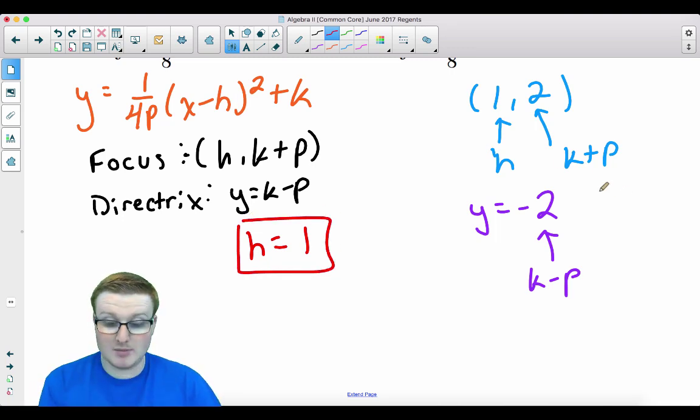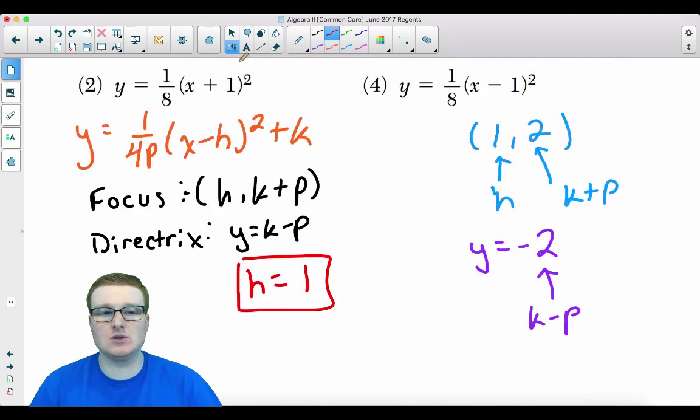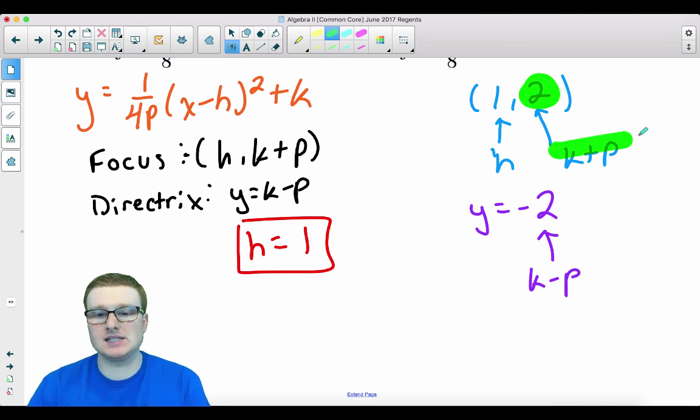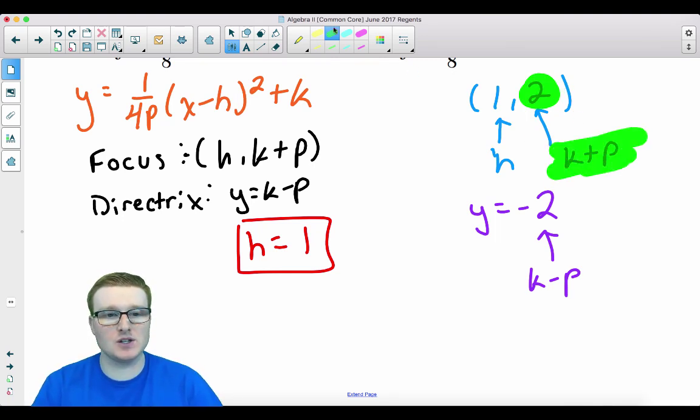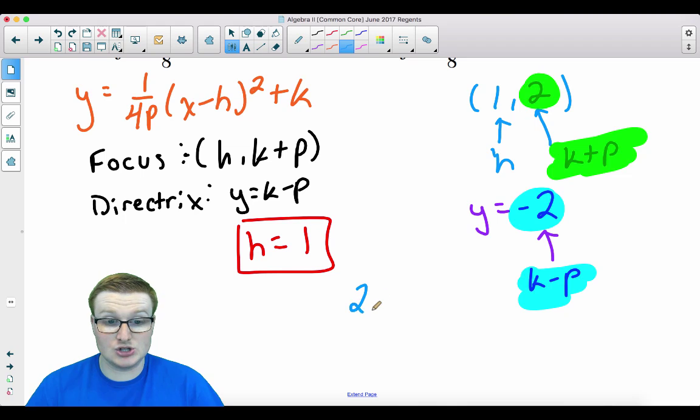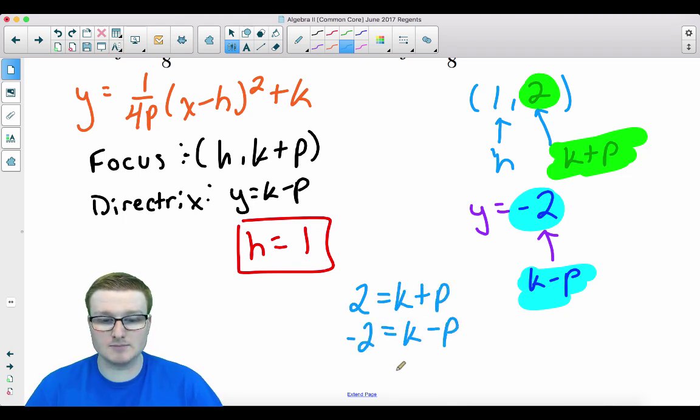But we got a problem here. There's no way that we could solve for k and p by themselves. So what we actually need to set up is what's called a system of equations. You do it a lot. We're going to set up a system of equations relating 2 to k plus p and negative 2 to k minus p. This is 2 equals k plus p and negative 2 is equal to k minus p. All I did is I made 2 equal this and negative 2 equal this.